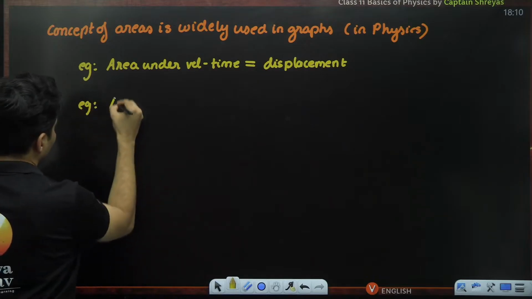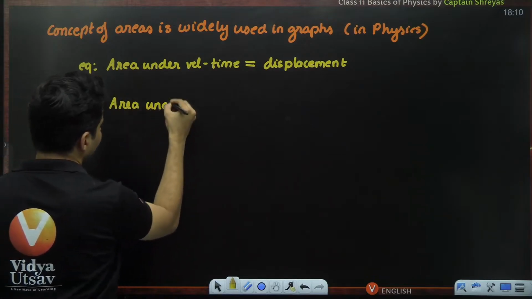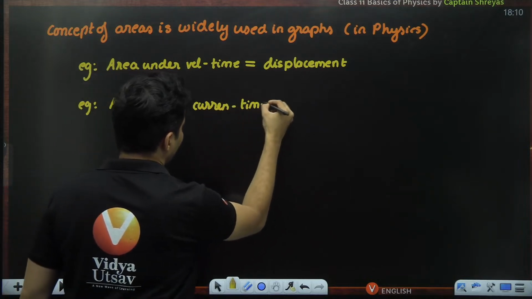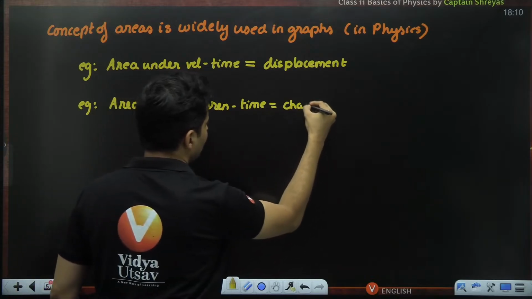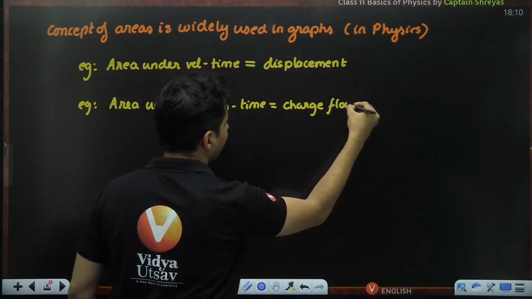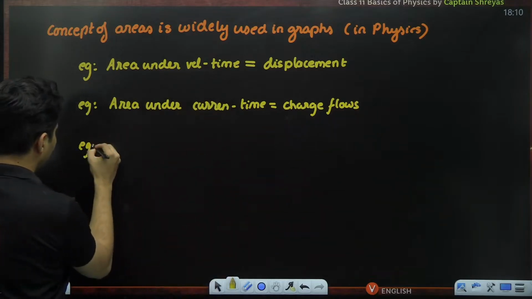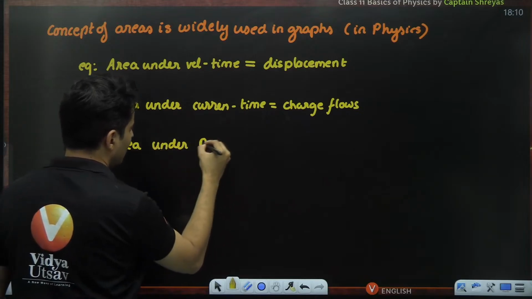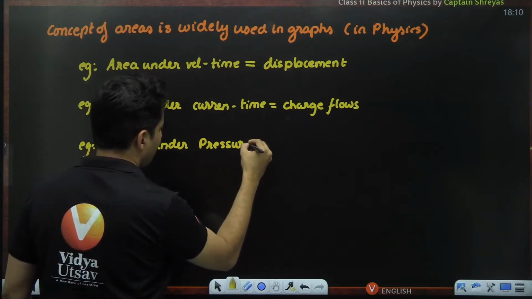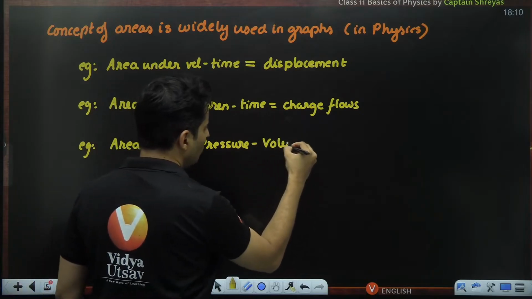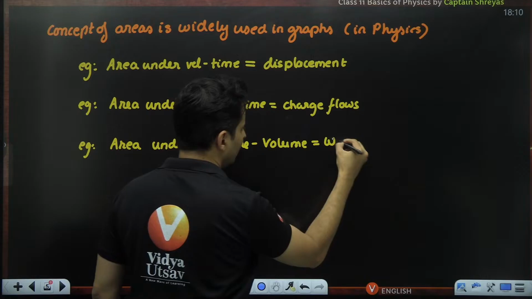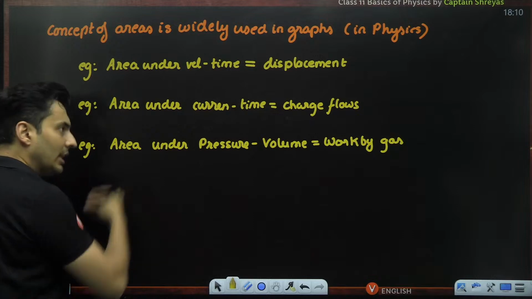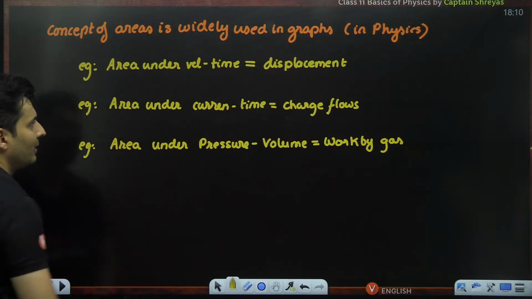Another example, the area under the current versus time graph gives you the charge which flows. Another example, the area under the pressure versus volume graph gives you the work done by that particular gas. Like that, so many examples are there, my dear students.